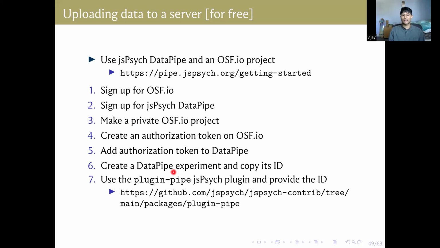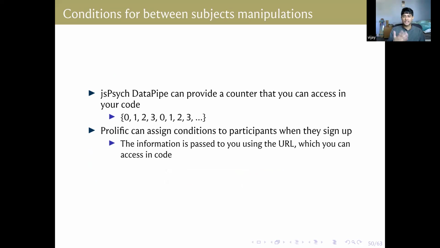Then you need to create an experiment on DataPipe, and DataPipe will give you an ID. And then you use the jsPsych plugin pipe. It's just a plugin you add at the end of your experiment, and you give it the ID, and it'll upload the data for you. After the data is uploaded, it'll move to the next step, so you can show them the completion message. So yeah, just some details.